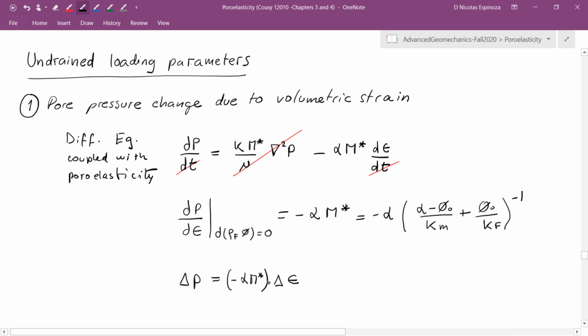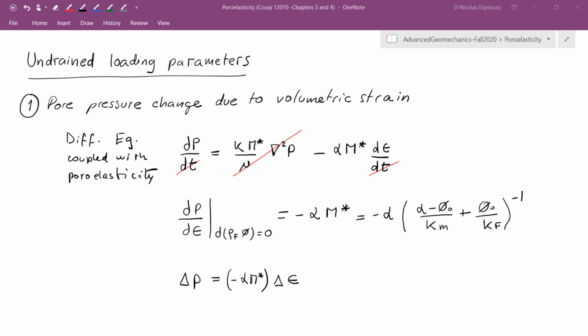Notice that in the conventional mechanics notation, a contraction is going to be a negative strain, and the compression that causes that contraction, negative to negative, is going to be positive, so that's going to be an increase of fluid pressure. Okay, so let's try to get a sense of more or less what would be this increase of pressure for some parameters that I have chosen here for a tight sandstone.